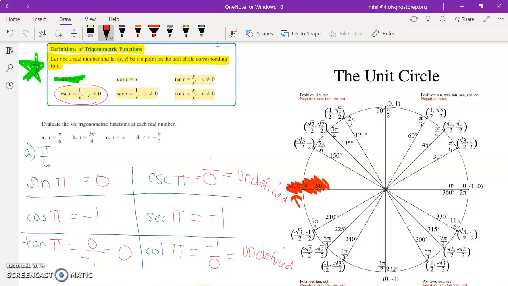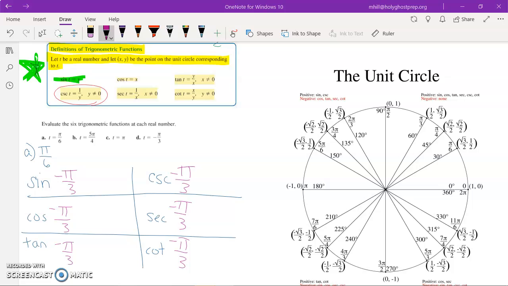All right, the last example we are going to do is part D, when our angle is negative pi over 3. Okay, so negative pi over 3. On our unit circle, we don't have any negative angles, but we know about coterminal angles. So for negative pi over 3, you would go in the clockwise direction down to pi over 3, which is right here, which is at 5 pi over 3.